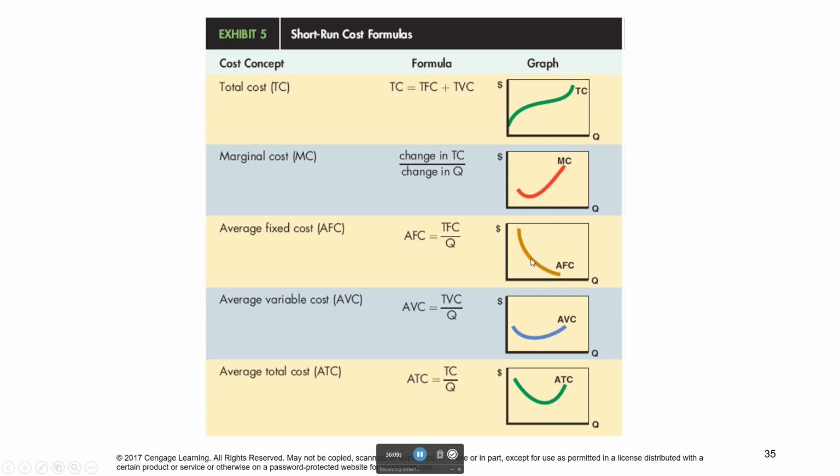Average fixed cost, this is decreasing as output increases and asymptotically approaches the x-axis or zero. Average variable costs have that nice smooth bowl shape, and average total costs are average fixed cost plus average variable cost. And it's got a bowl shape, a little bit more exaggerated in this case.